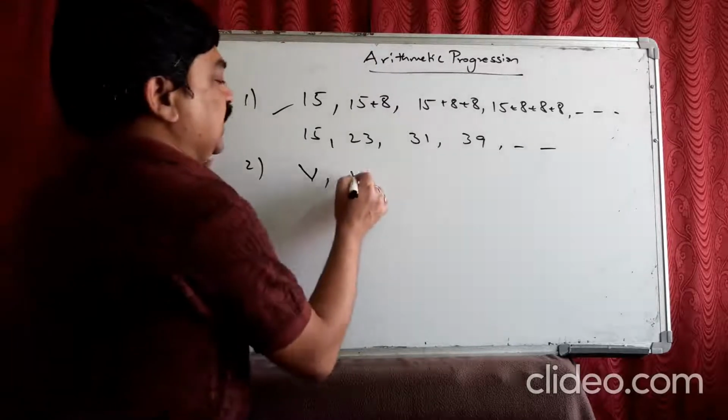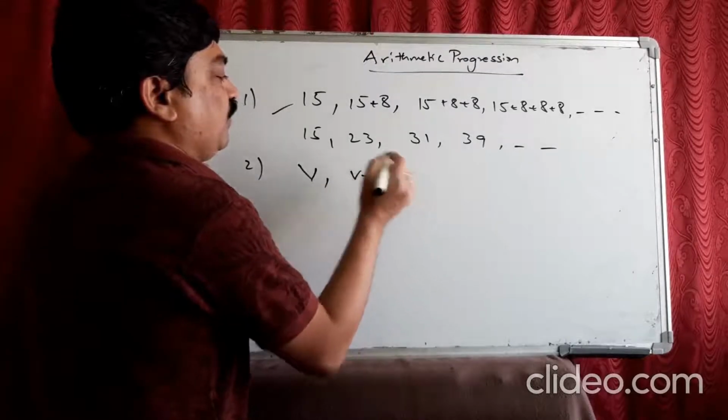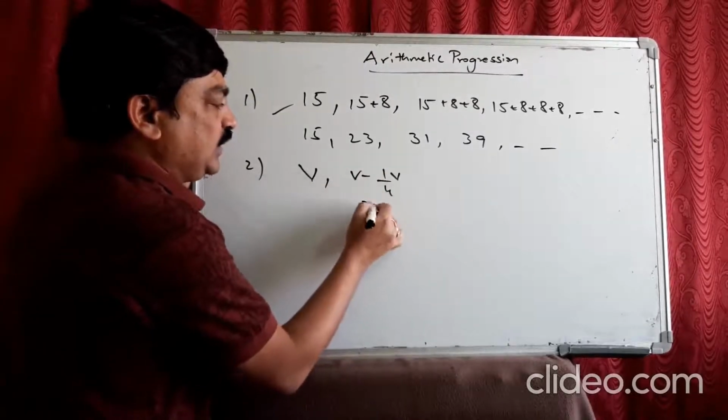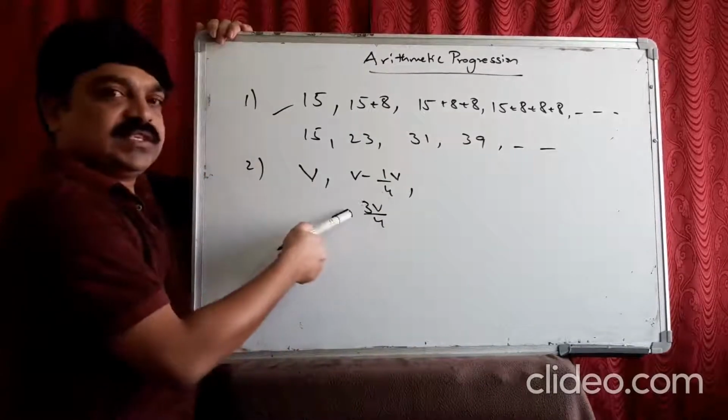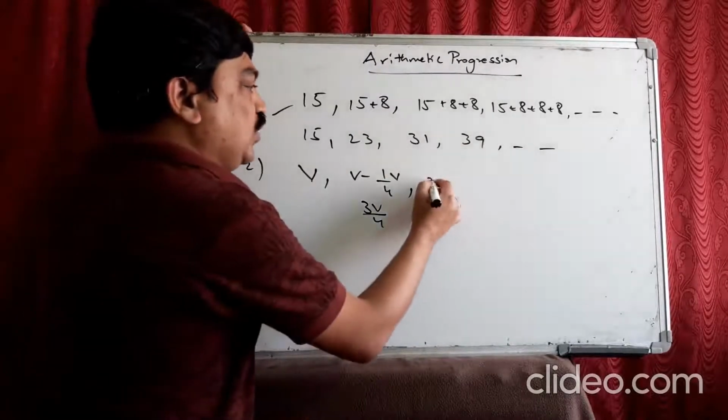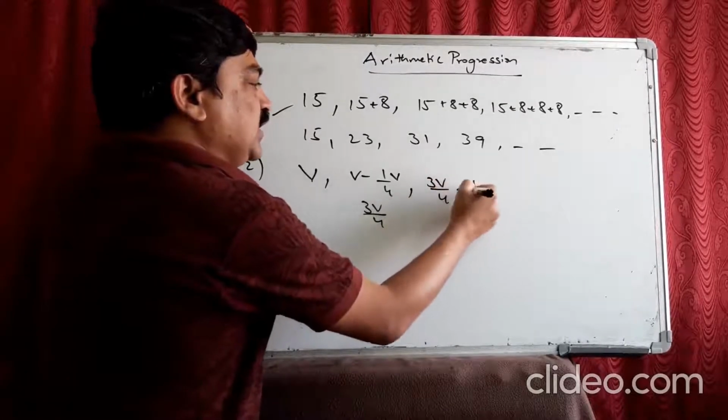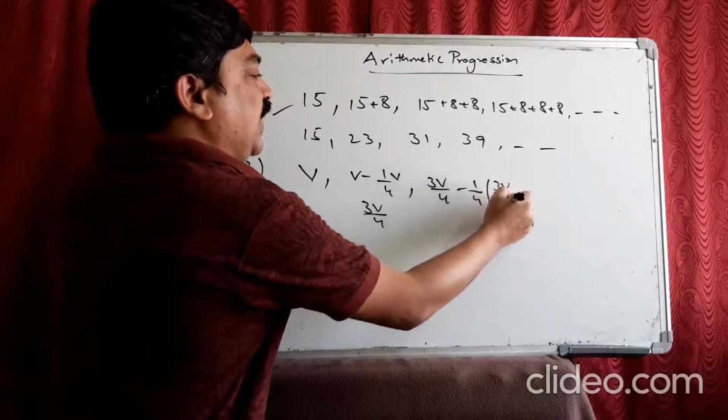That means, in the next case, V minus 1 by 4 of V. Then what does it become? 3V by 4. Okay. In the next step, now the vacuum present is this. From here, what should be removed? 3V by 4 minus 1 by 4 of 3V by 4.